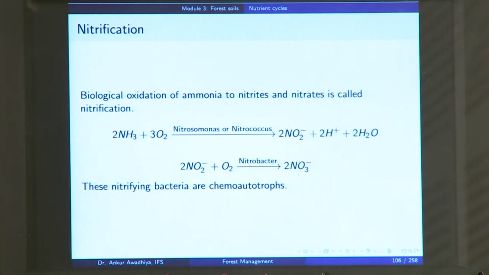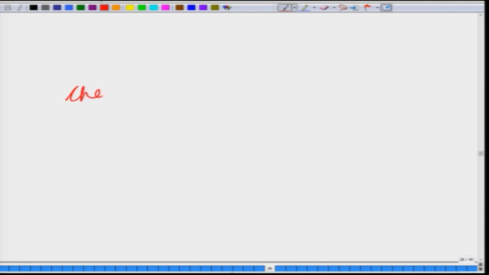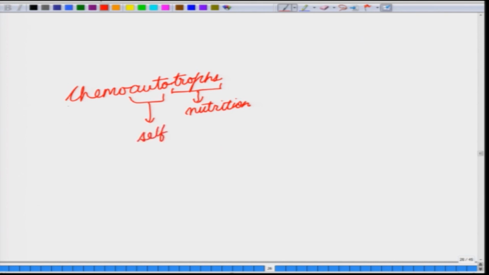Now, these nitrifying bacteria that are converting ammonia into nitrites and nitrates, these are chemoautotrophs. Now, trophy is nutrition, auto is self, and chemo is through a chemical reaction.